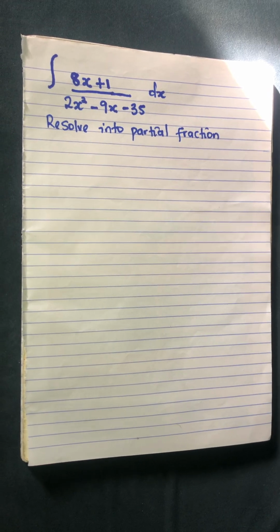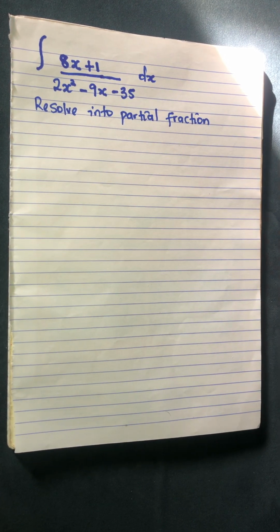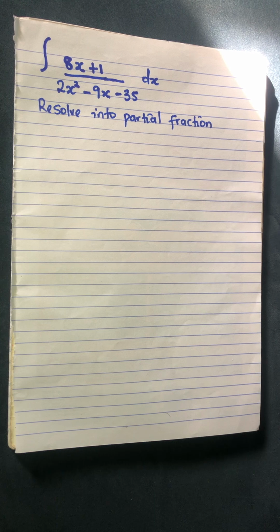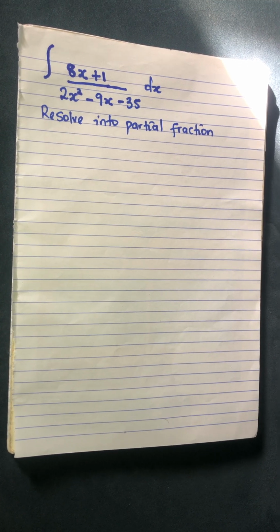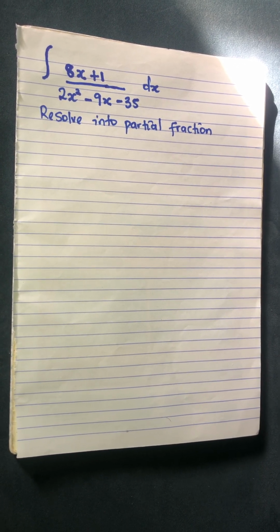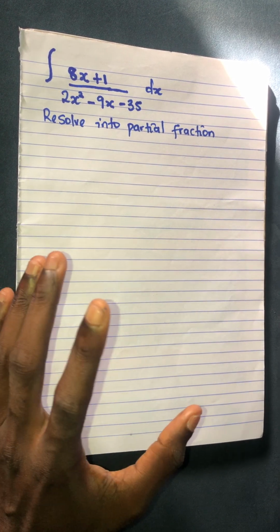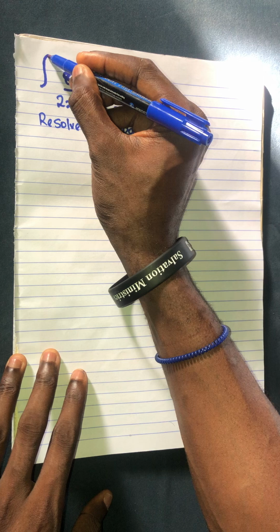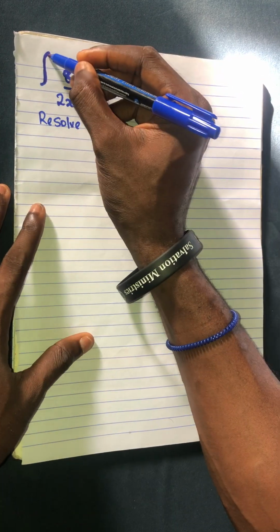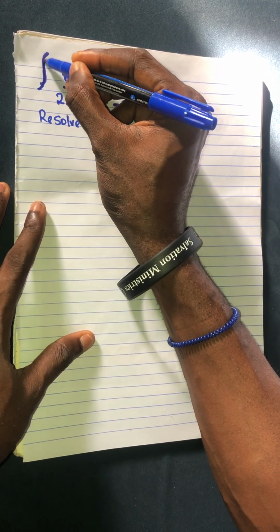Alright, good day viewers. Here we have an integral problem of 8x plus 1 divided by 2x squared minus 9x minus 35 dx. We have to resolve it into partial fractions. Take note of this integration sign. It means when we are done, we are going to keep it in an integrated form.